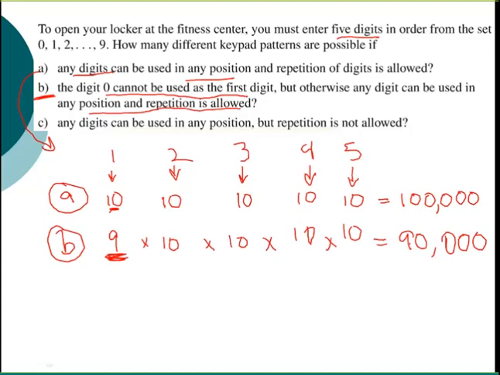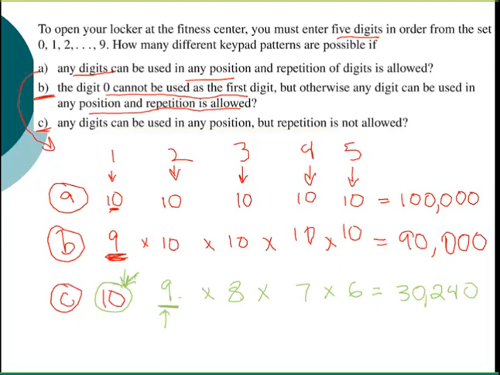So any digits can be used in any position, but repetition is not allowed. Okay, well, that changes things dramatically, because in the first one, we can still have 10 numbers. It says we can use any number there, and that changes as soon as we get to the second place. I can't use whatever number was here. So if I used a 1 here, I can't use 1 over here. So that means now I only have 9 numbers that are available. In the third one, I've used 2 different numbers, so there's only 8 numbers left. In the fourth place, I've used 1, 2, 3 different numbers, so now I've got 1 less than that. And then now I've used 4 different numbers, so now I've only got 6 available. So I get to multiply 10 times 9 times 8 times 7 times 6, and that means I've got 30,240 different combinations that I can have with my lock if they're all different numbers.